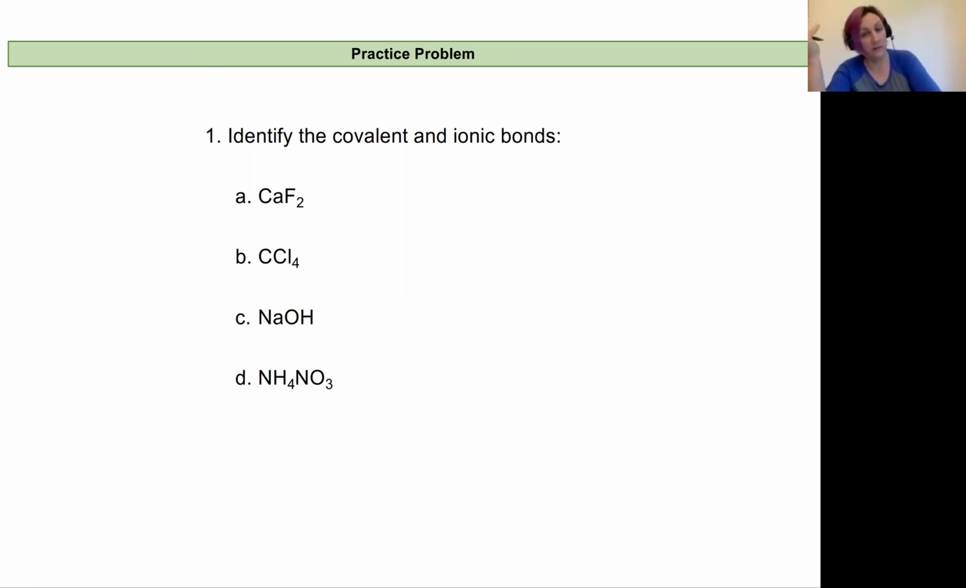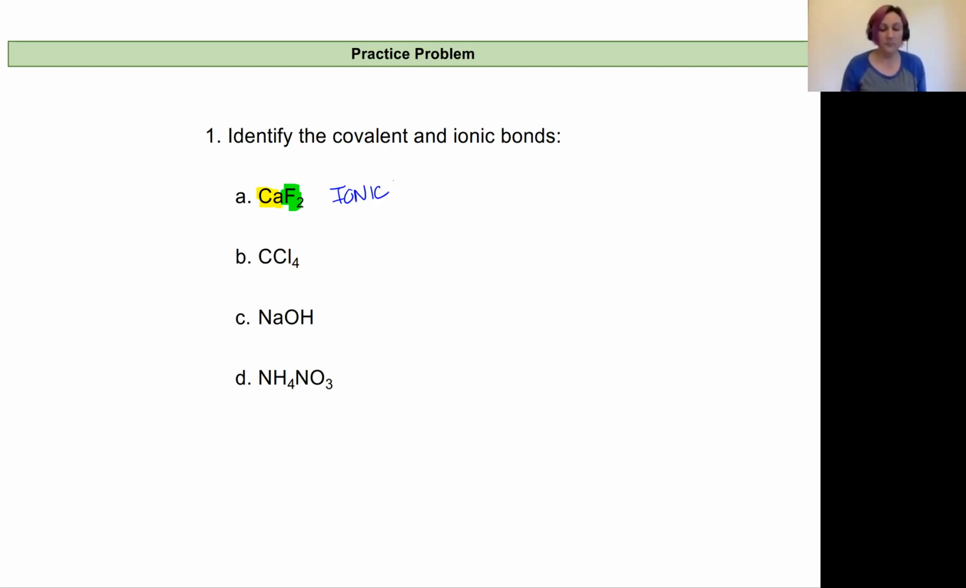either covalent or ionic. So let's go through and first just apply our generalized rule that if it's metal, nonmetal, it's likely to be ionic. And if it's nonmetal, nonmetal, it's likely to be covalent. So in the first one, we have calcium and fluorine. So calcium is my metal and fluorine is a nonmetal. And so I'm gonna guess that this is ionic.